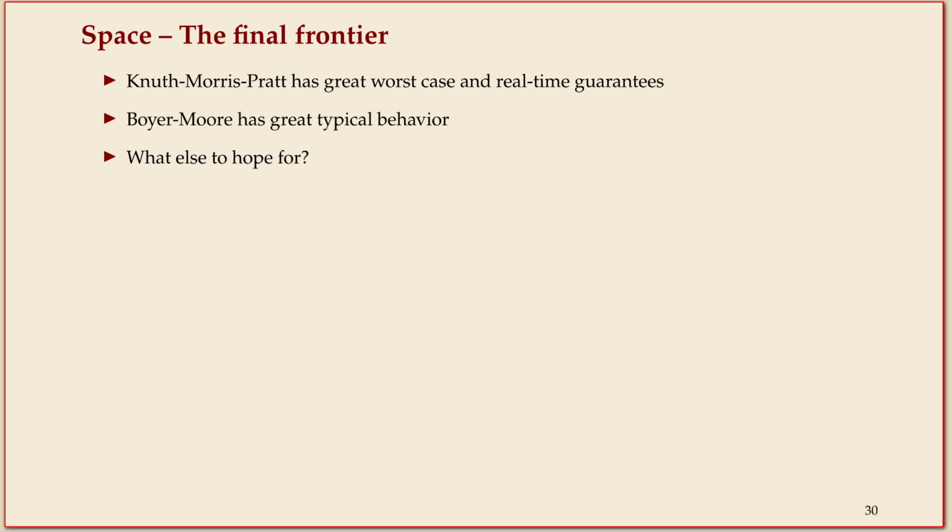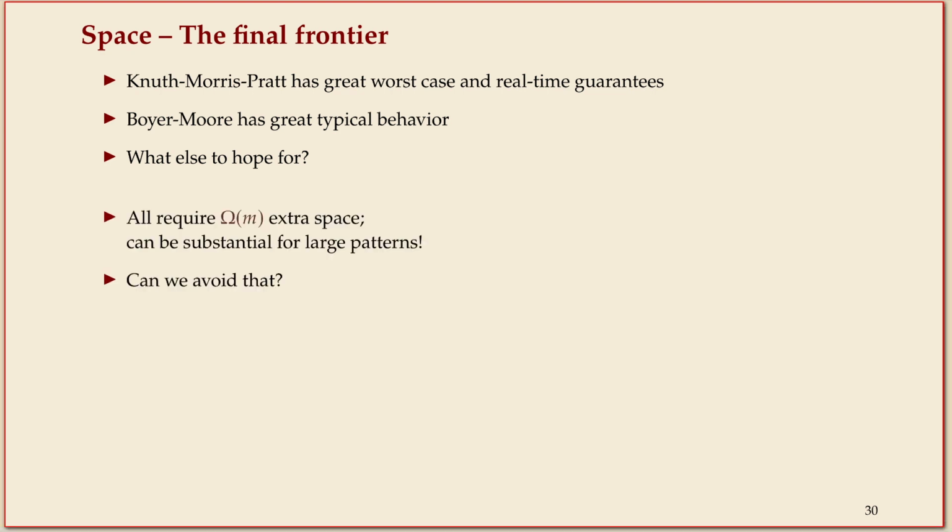Okay, where are we? Knuth-Morris-Pratt has the best worst case that we've seen. Boyer-Moore seems to be better on average, at least for non-pathological text. So what else really is there to hope for? Well, both need extra space. Now, to be completely honest with you, I don't think that's such a big deal because the extra space is as big as the pattern, and we have to store the pattern while we're searching. So if you ignore constant factors, it's not such a big deal.